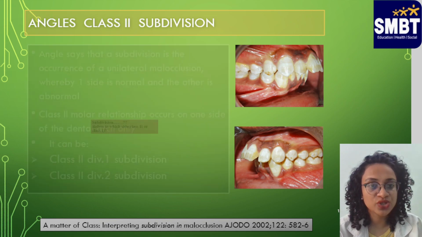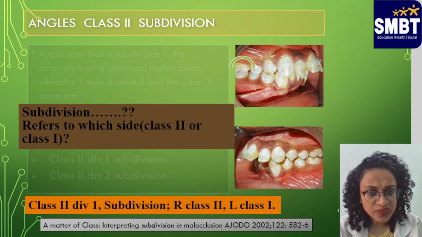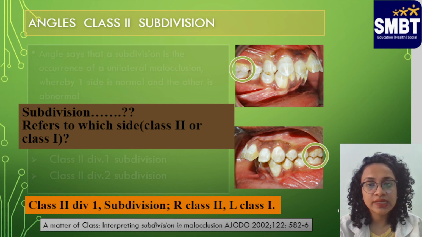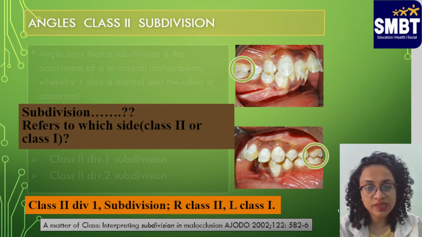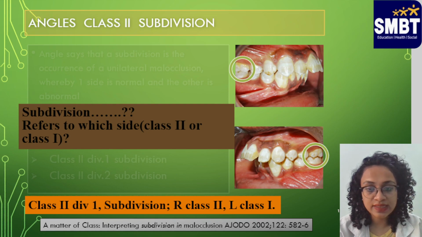The diagrams themselves show this. Now subdivision refers to which side, class 2 or class 1? The same diagram, I have just put it up for your explanation purpose and I have circled it. So you can see in the upper diagram, the right side molar relationship is an end-on or a class 2, whereas in the lower diagram, the left side molar relationship is a class 1. So again, here how are we going to classify the malocclusion? It's a class 2 division 1 subdivision. And you're going to also write on which side the molar relationship is class 2 and on which side it is class 1. So here we have specified it nicely. On the right side it's a class 2 and the left side it's a class 1.